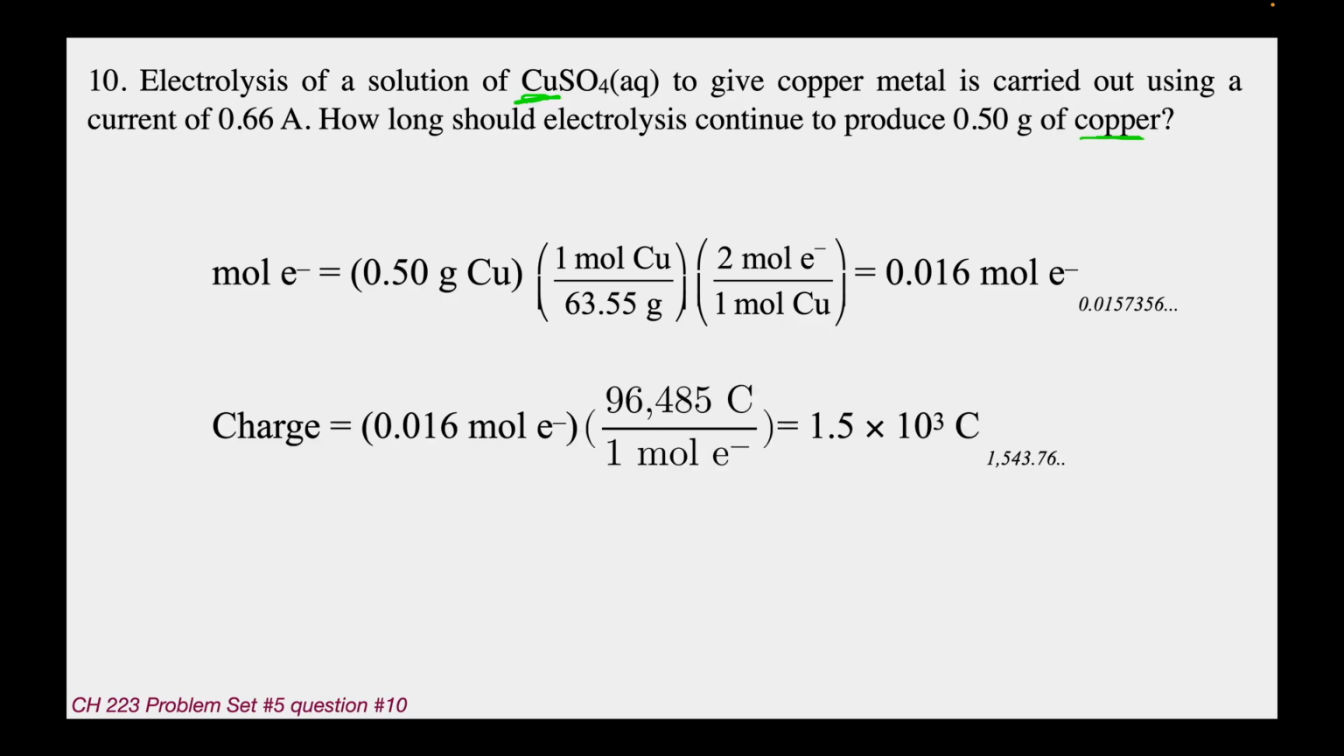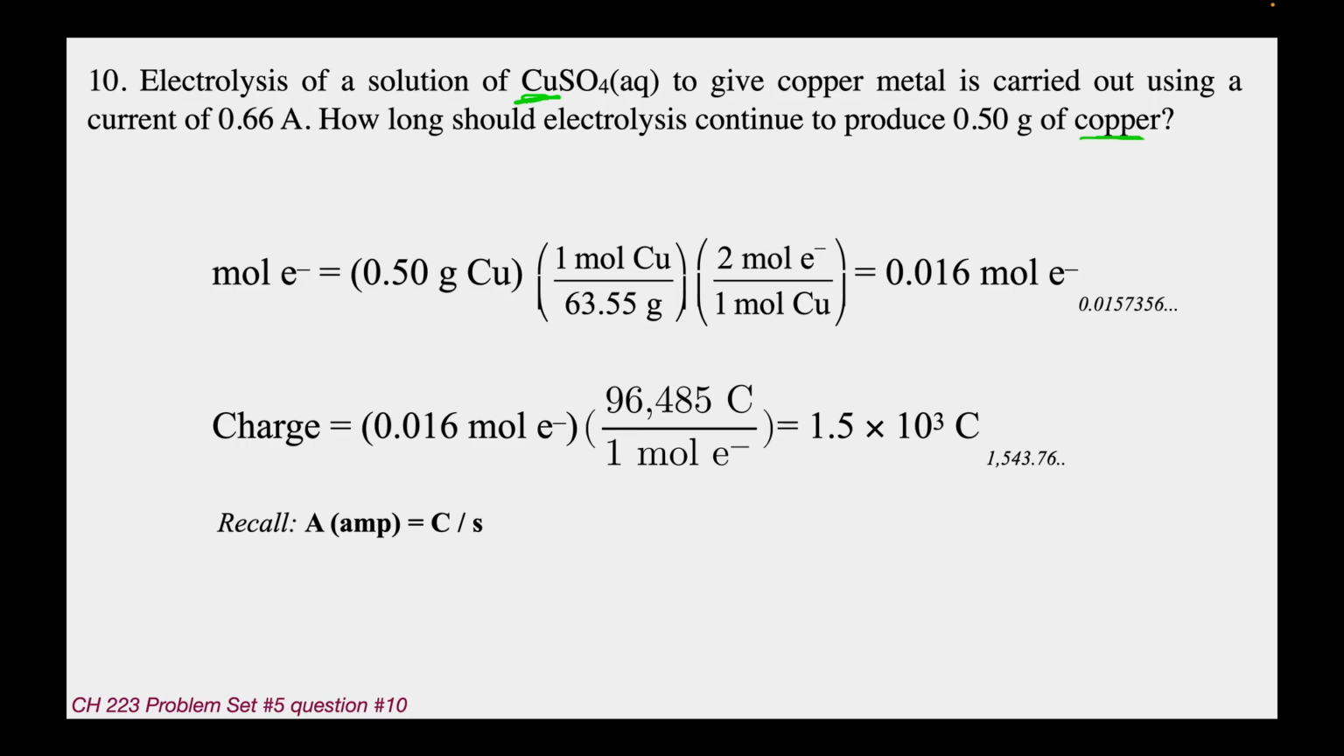If you remember that the Faraday constant is 96,485 coulombs per mole of electrons, and we need 0.016 moles of electrons, that means 1.5 times 10 to the third coulombs is the charge we're going to need. And again, that seems like a big number, but it doesn't really mean much. So this is where that amp value finally is going to pop in. So the amp is equal to a coulomb per second. That means that the electricity is delivering 0.66 coulombs per second.